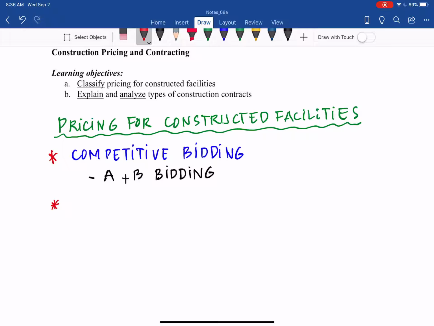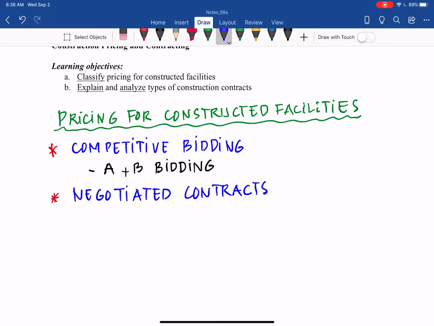And then the other method that can be used for pricing a constructed facility is the negotiated contract. So when we know someone does very well for us, instead of calling different bidders for competitive bidding at the first step, we can call one or a few and go negotiate. When both parties agree on the price, then we can sign the contract.